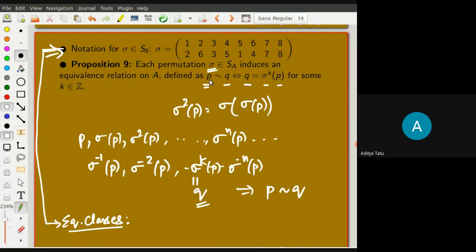See, I can reinterpret this in another way, right? With this understanding, what all elements is P related to? P is related to sigma P, P is related to sigma squared P, and so on and so forth. Similarly, P is related to sigma inverse P, sigma to the power minus 2 P, and so on and so forth, right? So at least this question, everybody should be able to answer very quickly. What is the equivalence class that contains the element 3? Okay. So what is sigma 3?